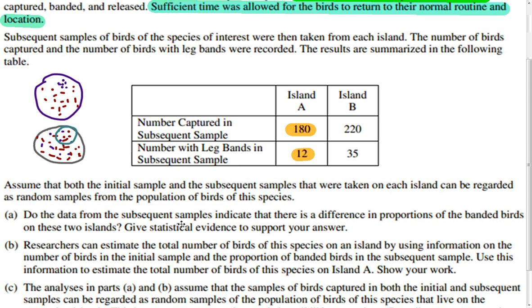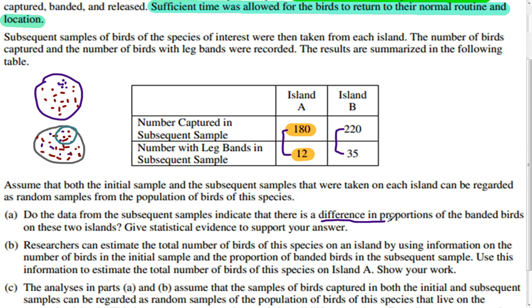Do the data from the subsequent samples indicate that there is a difference in the proportion of banded birds on these two islands? So if you captured so many birds and you want to see if the proportion of birds with leg bands is truly different on the two islands, based on your two samples, what you're really comparing are two proportions. You have 12 out of 180 here, and you have 35 out of 220 here. So you have a proportion on island A and a proportion on island B, and you want to say if there is a difference in proportions.